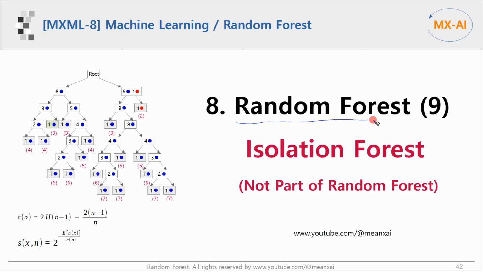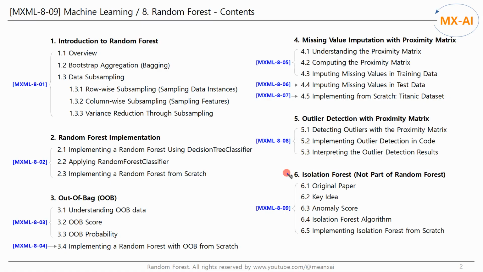This is the ninth and final lecture in the Random Forest series. In this lecture, we're going to learn about outlier detection using IsolationForest. In the previous lecture, we looked at how to detect outliers using the Random Forest proximity matrix.